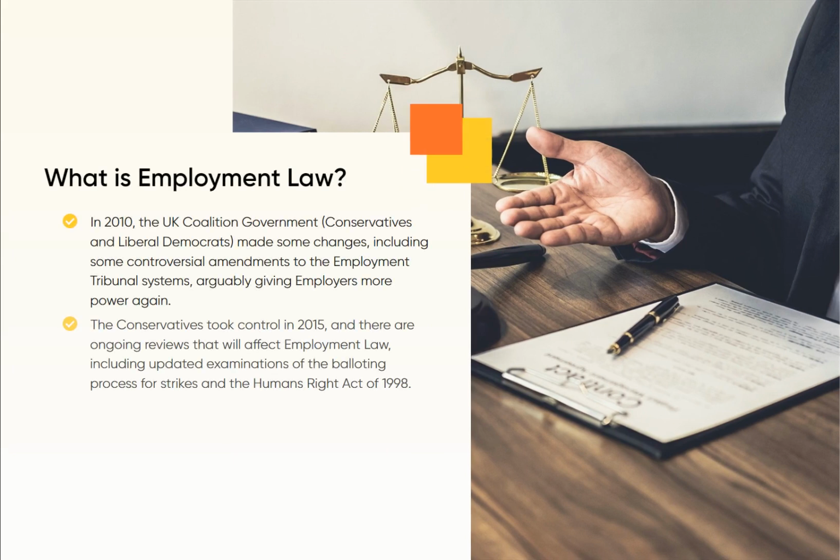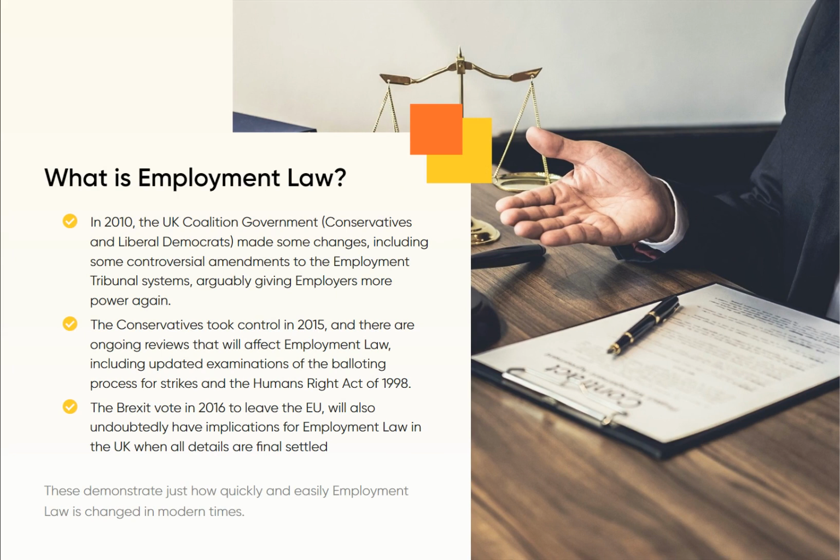In 2010, the UK coalition government, Conservatives and Liberal Democrats, made some changes, including some controversial amendments to the employment tribunal systems, and there are ongoing reviews that will affect employment law, including updated examinations of the balloting process for strikes and the Human Rights Act of 1998. The Brexit vote in 2016 to leave the EU will undoubtedly have implications for employment law in the UK when all details are finally settled. This demonstrates just how quickly and easily employment law has changed in modern times.